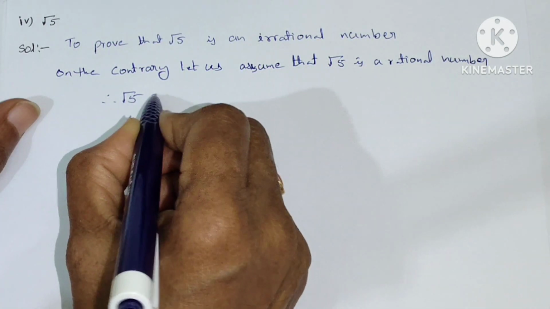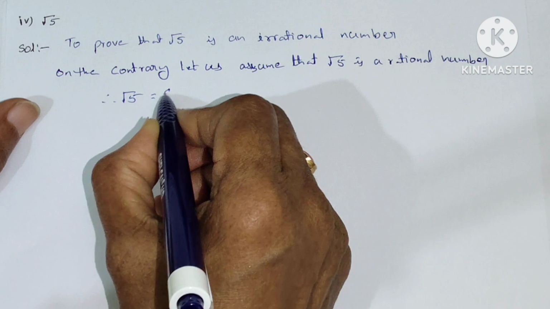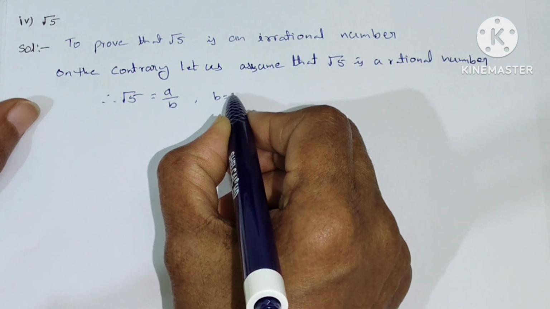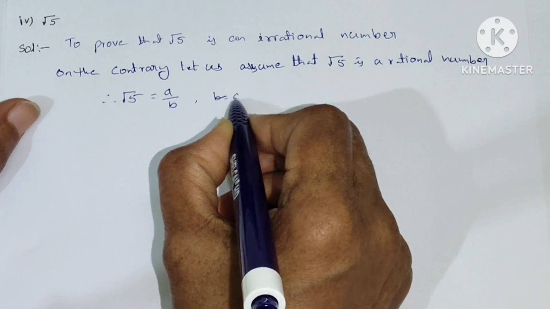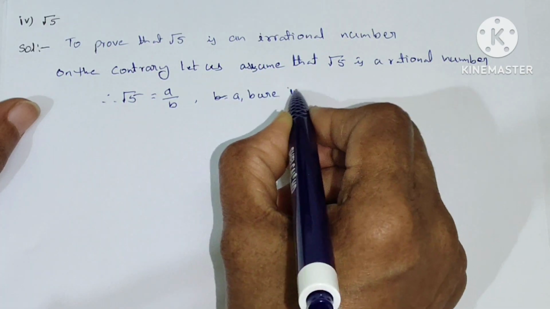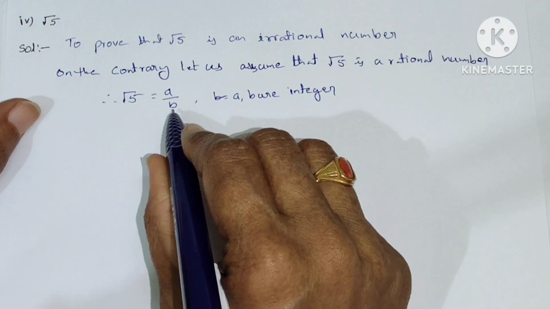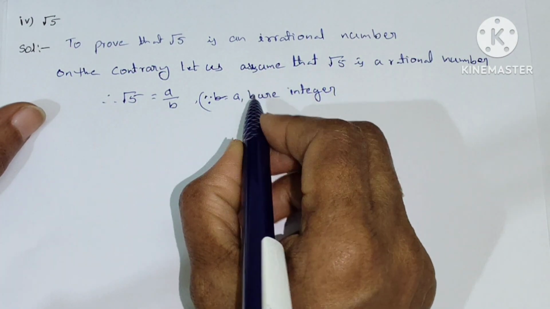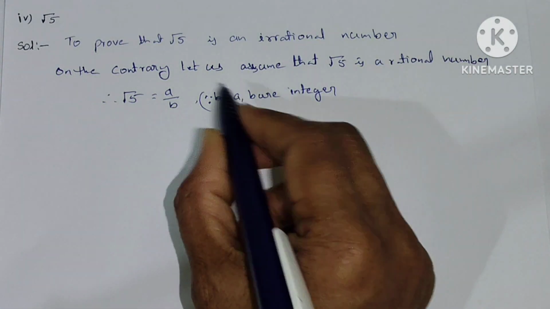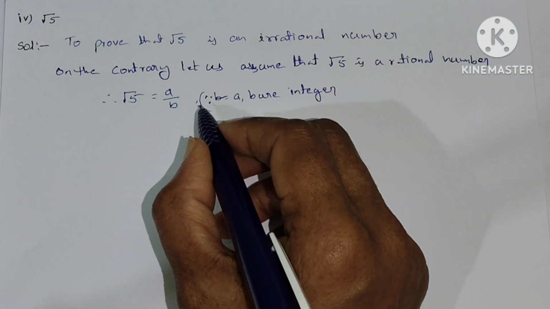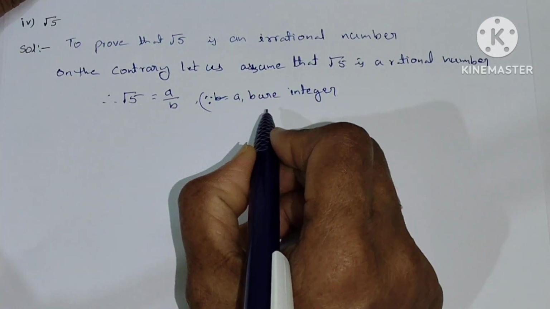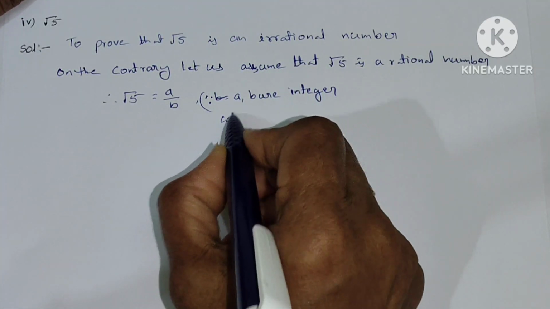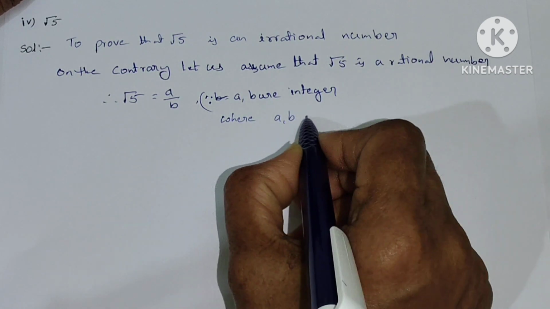So root 5 equals p by q, which we write as a by b, where b is not equal to 0 and a, b are integers, because root 5 is a rational number. Next, common factor: a, b have no common factor, so a, b are co-primes.